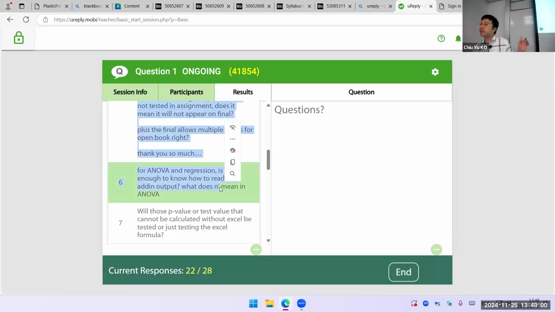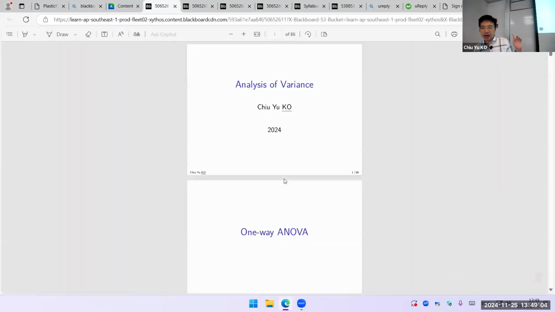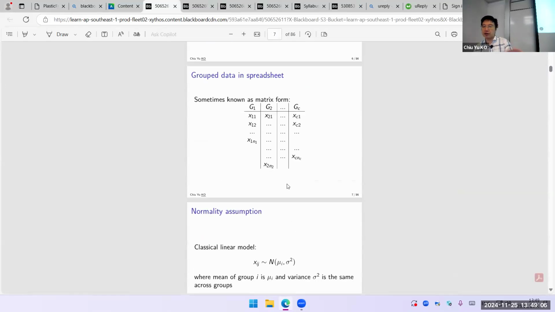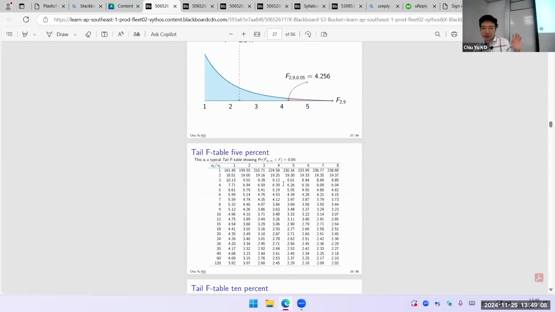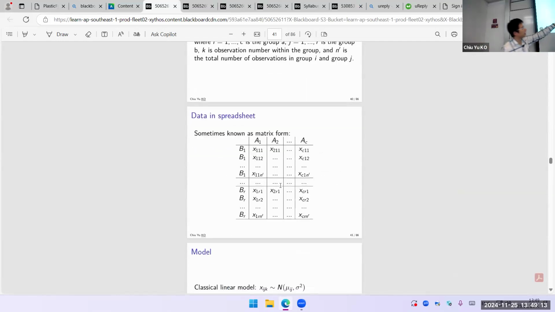So what does M prime mean in ANOVA? I forgot to answer this question. M prime doesn't appear in the one-way ANOVA. It appears in two-way ANOVA, the table here. Two-way ANOVA is like this, okay? And we focus on a case where each combination has the same number of observations, which is M prime. So M prime is how many observations have A1 grouping and B1 grouping.